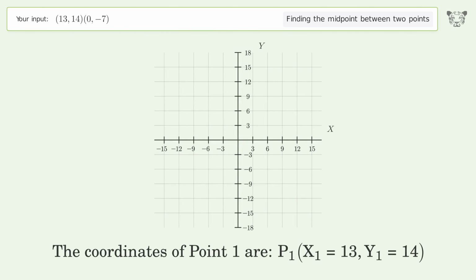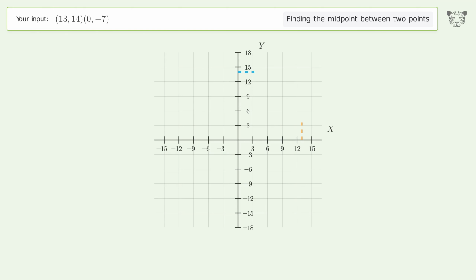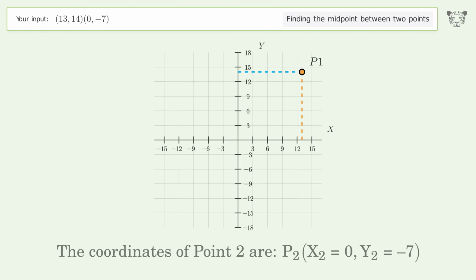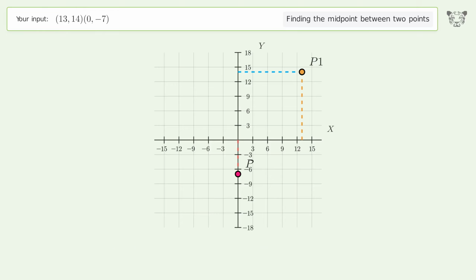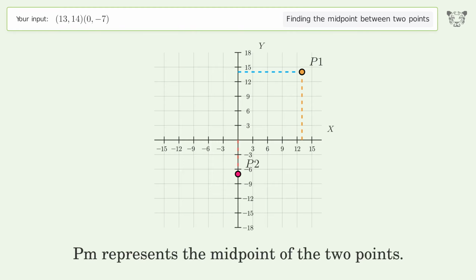The coordinates of point 1 are, x1 equals 13, y1 equals 14. The coordinates of point 2 are, x2 equals 0, y2 equals -7. PM represents the midpoint of the 2 points.